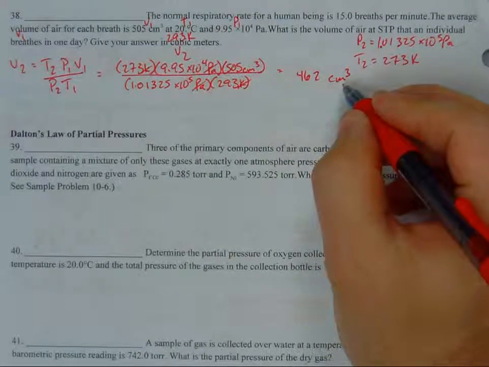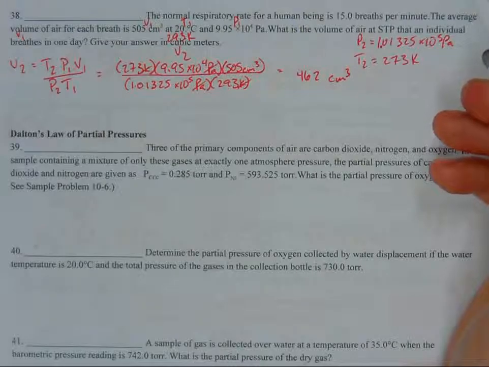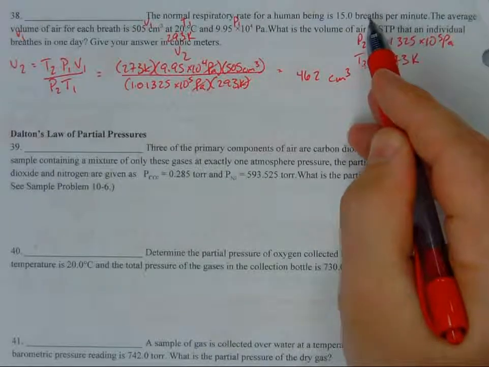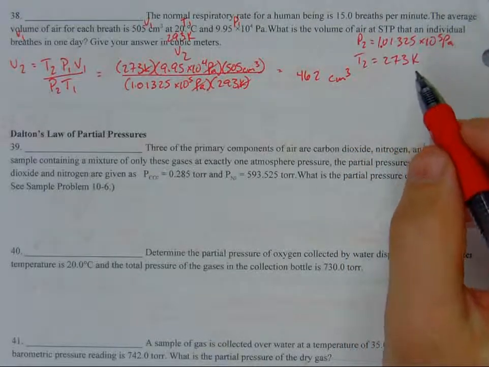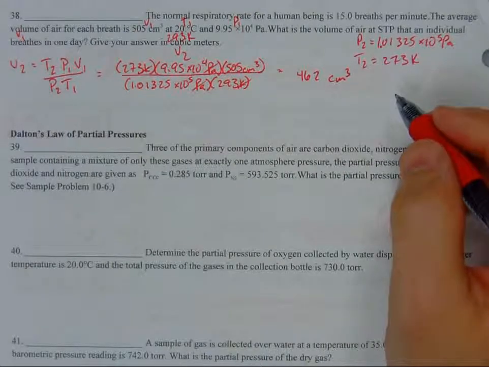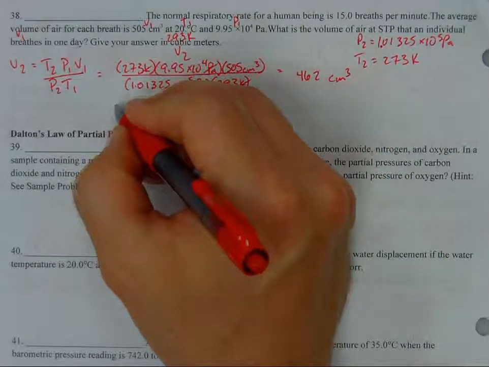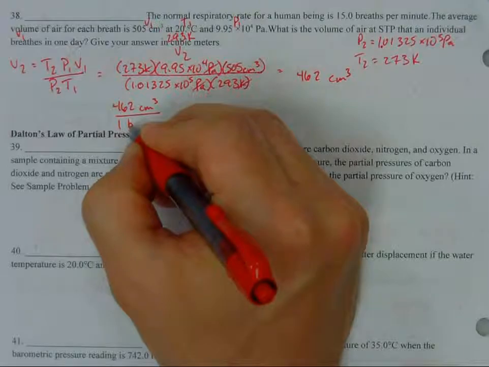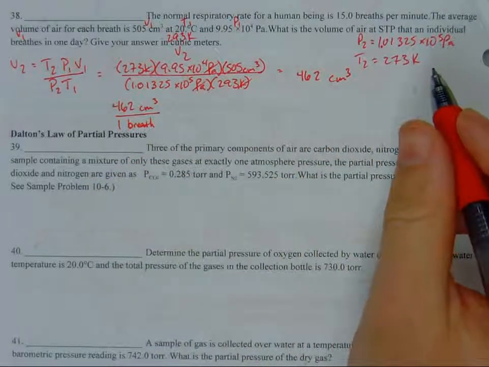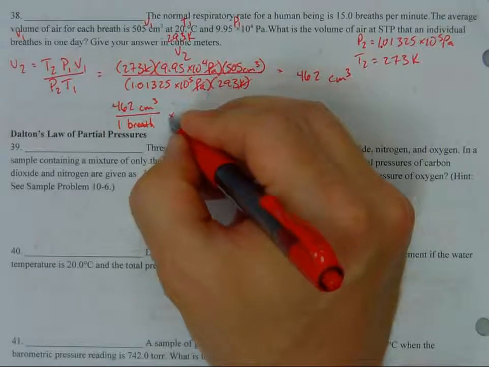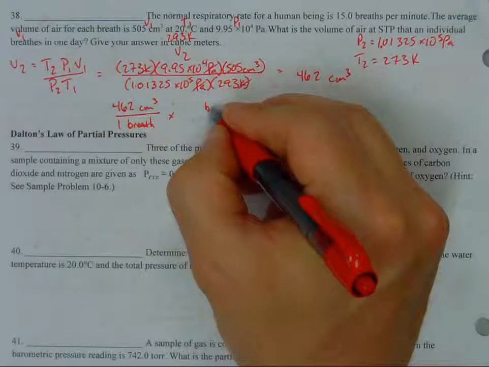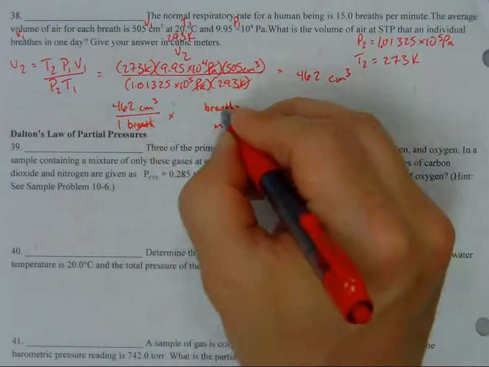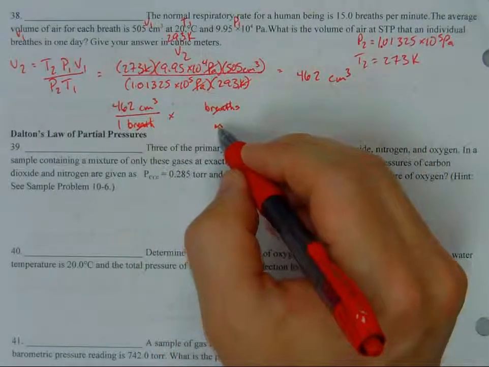We need to turn this into an entire day. Now, the question also tells us that we get about 15 breaths per minute, and since we're seeing this format, a quantity per quantity, we should be able to set this into some crosshairs and get the answer that we want. So let's start with the 462 centimeters cubed per 1 breath. All right, that's what we just generated to start. And we are going to use the conversion factor of breaths per minute. That way we'll be in volume per minute.